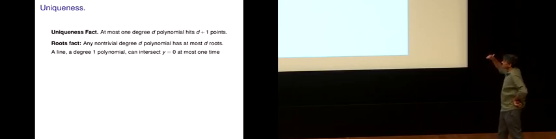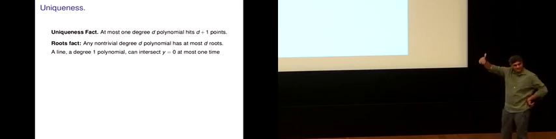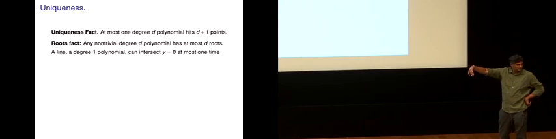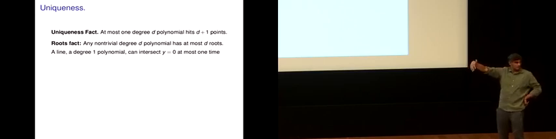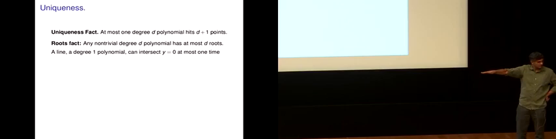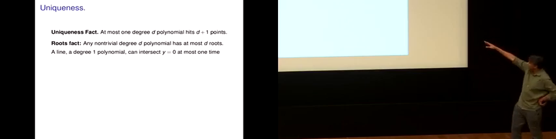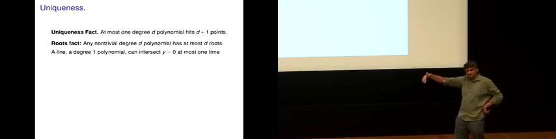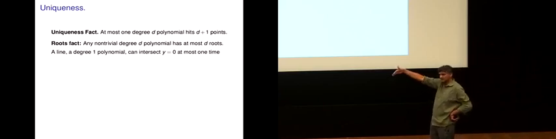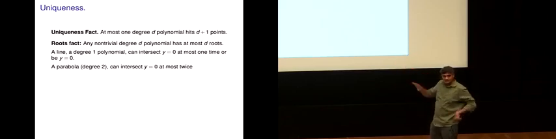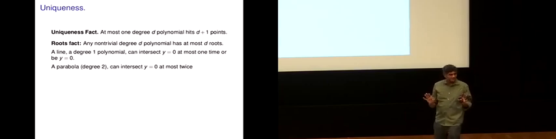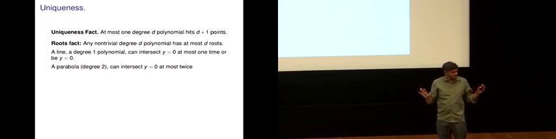A degree 1 polynomial is a line, right? How many times can it intersect 0? A line. How many times can it cross the x-axis? Right. The x-axis is where the value of the polynomial is 0, right? So how many times can a line cross the x-axis? Once, right? Remember this? Okay, a parabola can intersect it at most twice. That's what it's saying. But now we're doing this mod, so it's not clear the pictures make sense anymore. Okay?